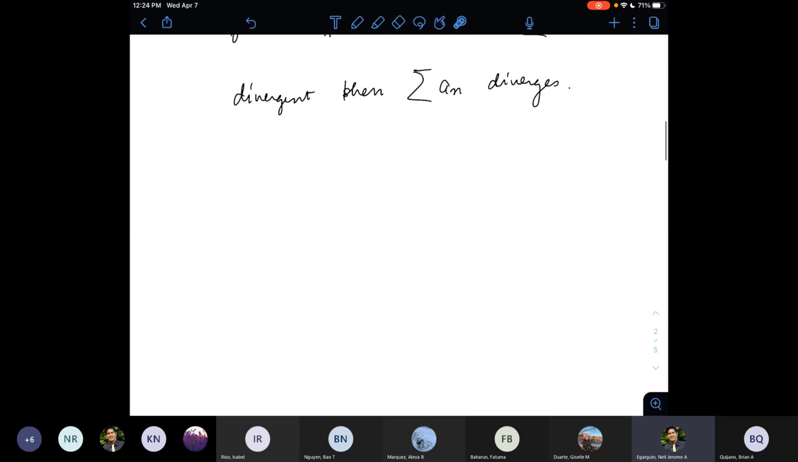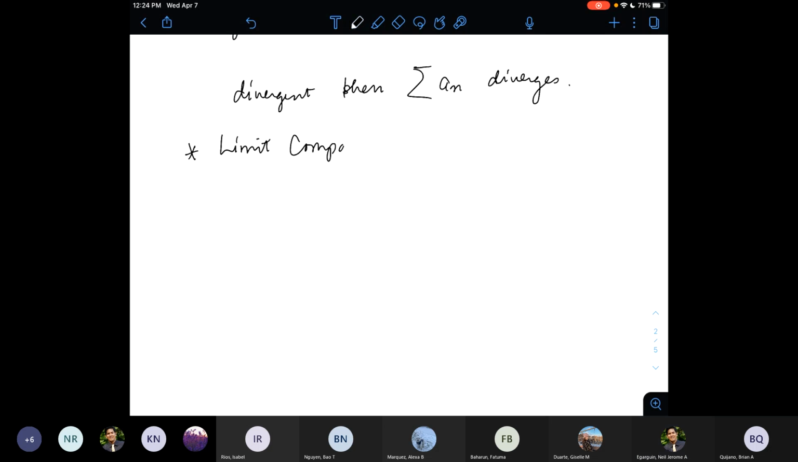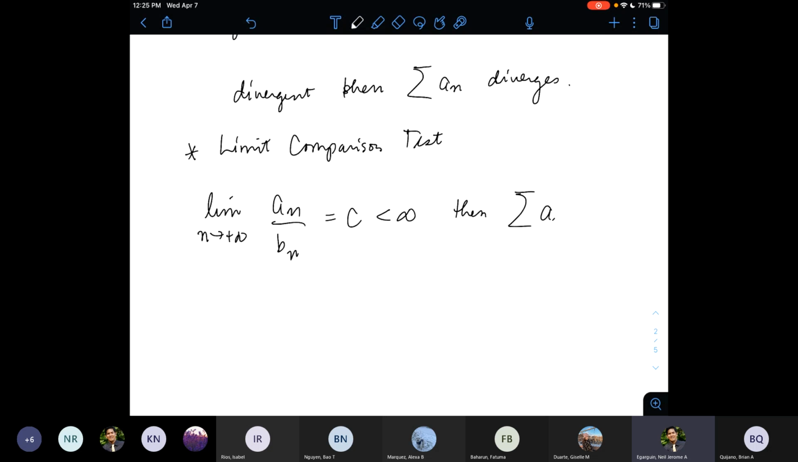Now, there's another version of the comparison test, which is the limit comparison test. Which tells us, okay, you can take the limit of An over Bn as n approaches infinity. And if this turns out to be a finite number, then the two series either both converge or both diverge.